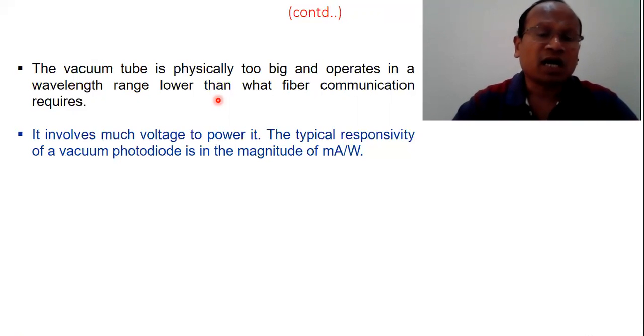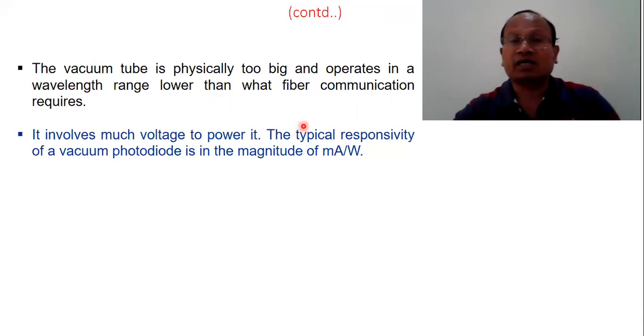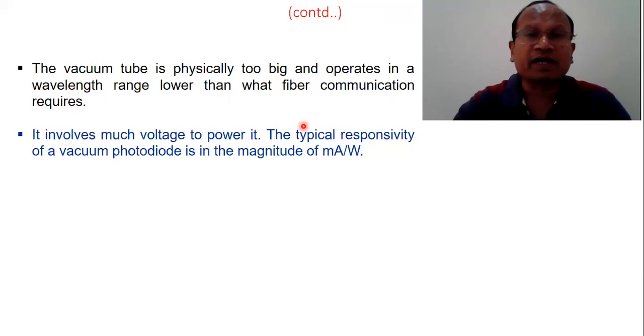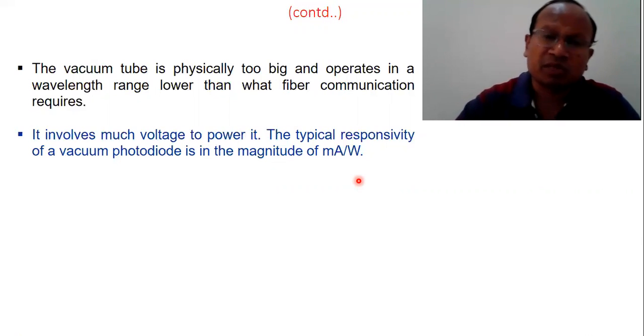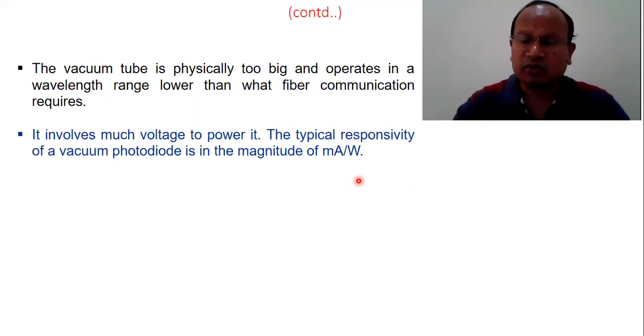So that's a big challenge, and its dimension, its size is so big. It also involves much voltage to power it. Another thing is that when you really want to power it, a lot of energy, a lot of voltage is required to excite the vacuum tube, to operate the vacuum tube. So energy consumption is very high. And the responsivity of a vacuum photodiode is generally in the range of milliampere per watt, and that's very less. When you provide several watts of power, it is hardly producing current in milliampere. That's not very good in a vacuum tube.